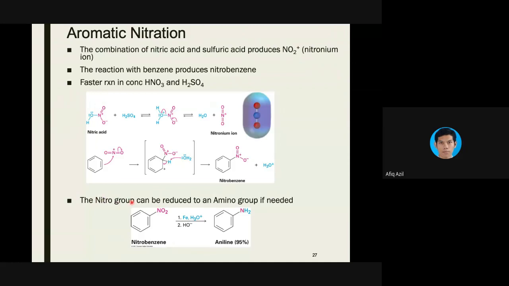If for your end product you want an amino group, into aniline, what you can do is further reduce this nitrobenzene. A reducing reaction using iron can convert the nitro group into an amino group. But the reaction of nitration stops here. This is just an addition if you want to convert nitro to amine group, by using this reagent.